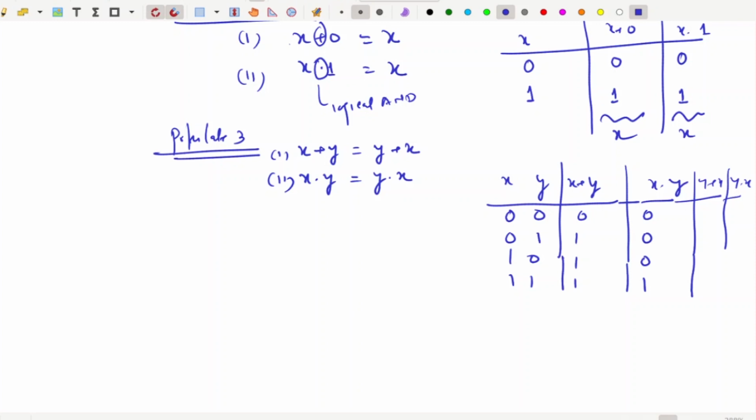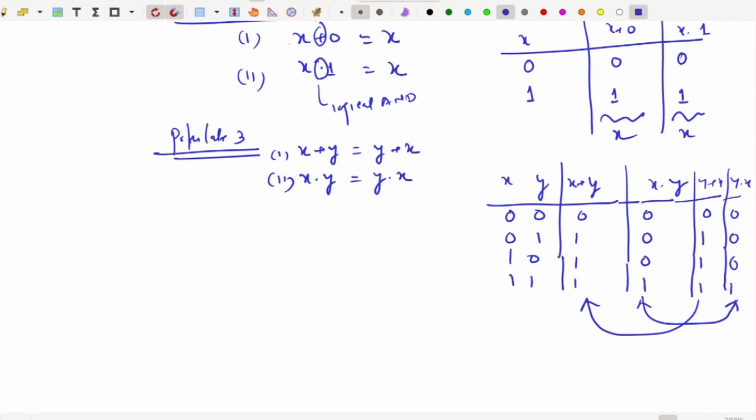What is y plus x? That is also 0 1 1 1, and y dot x, that is also 0 0 0 1. From the truth table it is clear that this and this are the same, and these are also the same. This proves the commutative law. So for proving purposes, generally this is an unproved law, and for proving that law we use only a truth table. We do not simply use some theorems or some other postulates for proving that.